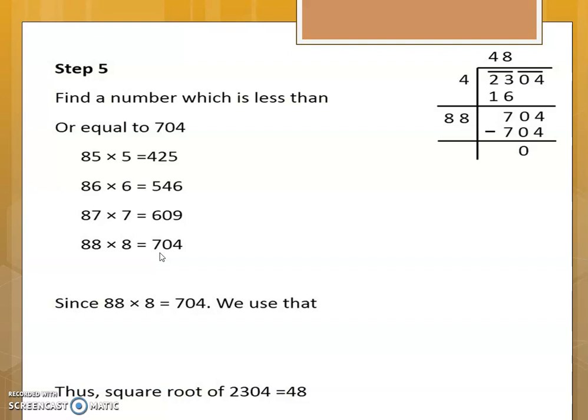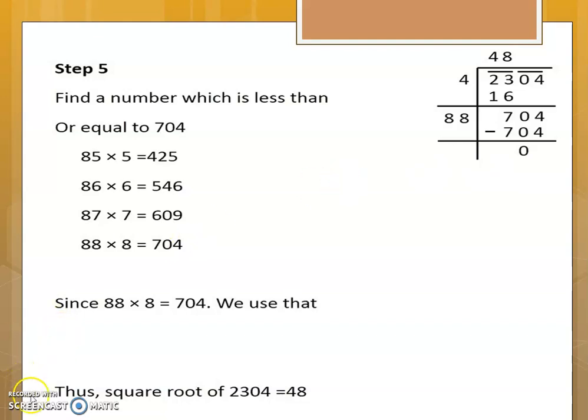Or you can also see the ending digit is 4 here. So if the ending digit is 4, then 88 into 8 is a possible value which you can take. So 704 once you get, you will subtract and get the remainder 0. Since this was a perfect square, that's why you got the remainder 0. It is not necessary that all the time you might get remainder 0. If the number is not a perfect square, then you may not get remainder as 0.